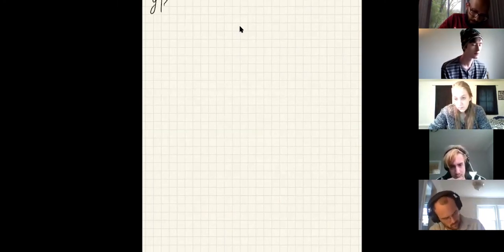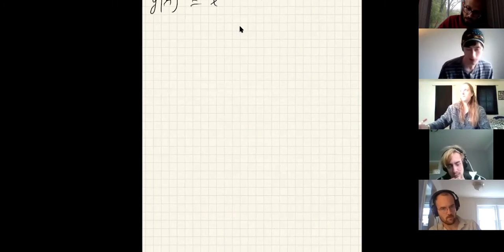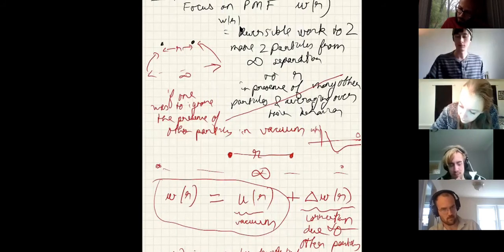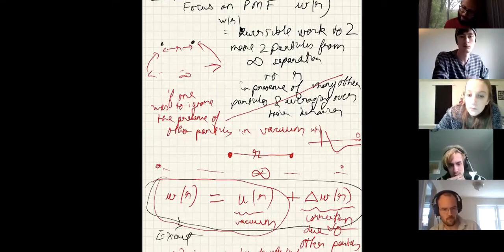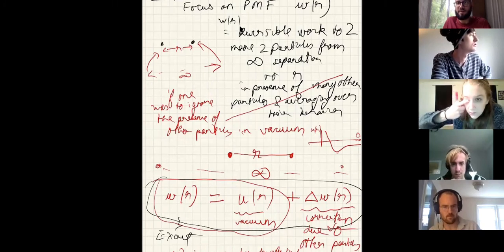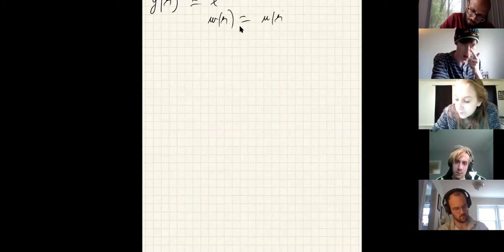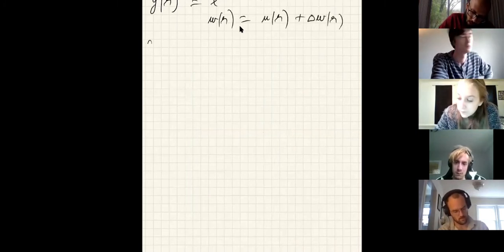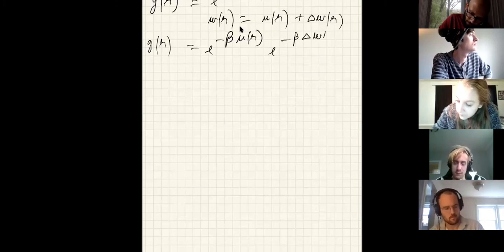So let's look at our G of R. That's the thing we're really interested in, which we defined as e to the power minus beta W of R. And here we said W of R is equal to U of R plus delta W of R, right? So this equation is exact. There is nothing wrong here. We just said there is U of R, and whatever is not captured by U of R, we call it delta W of R. Delta W of R can be as complicated as you want. So if we use W of R equal to U of R plus delta W of R, then G of R is e to the power minus beta U of R multiplied by e to the power minus beta delta W of R.